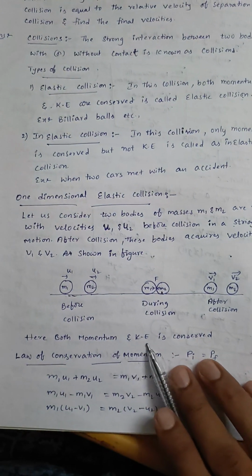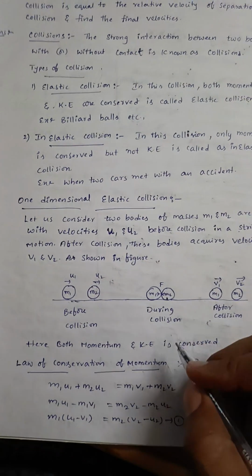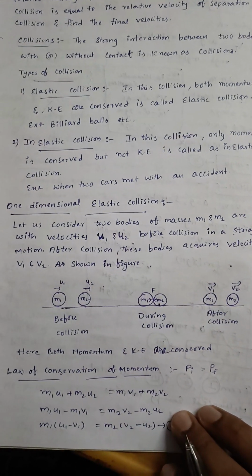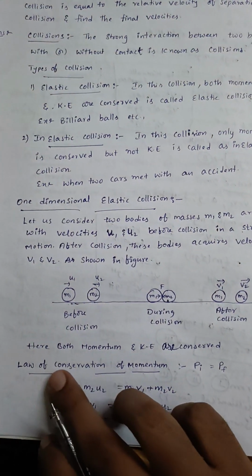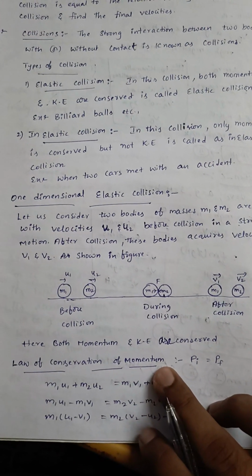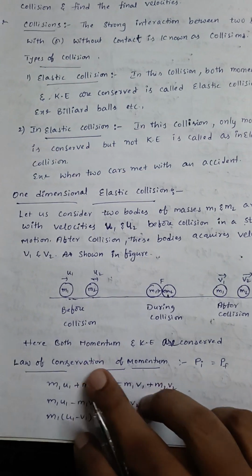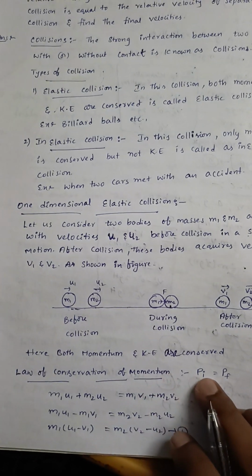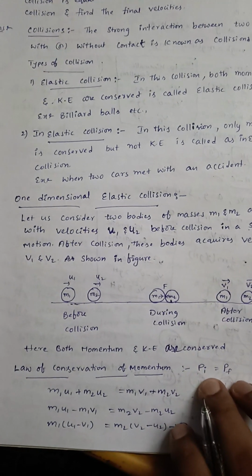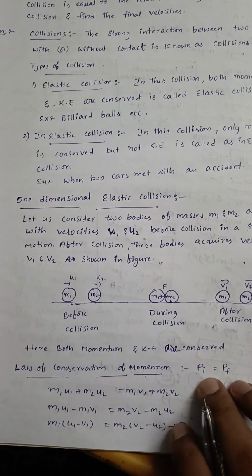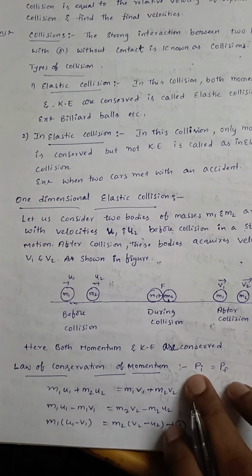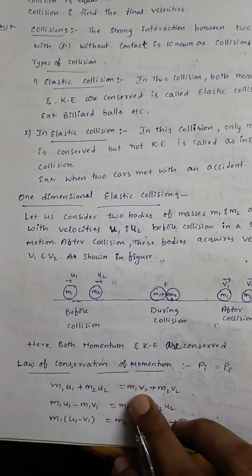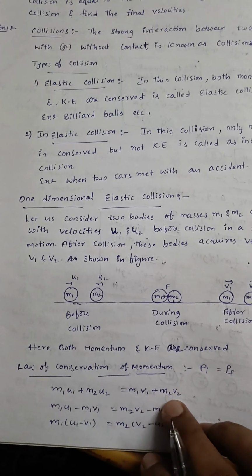Here both momentum and kinetic energy are conserved. So now, the law of conservation of momentum, which is nothing but the sum of the initial momentums equals the sum of the final momentums. That is, pi equals pf. Now m1 u1 plus m2 u2 equals m1 v1 plus m2 v2.